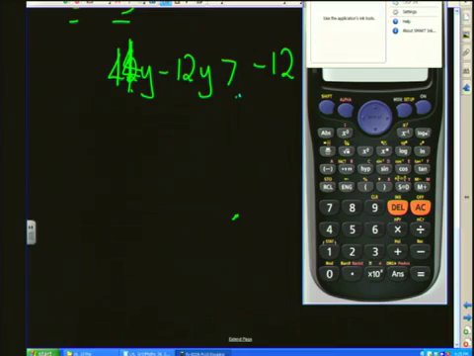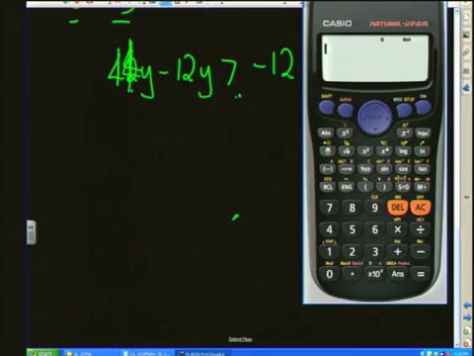Turn it off. There we go. Let's try again. 44. Would have been quicker to just do this in my head. 44 minus 12 is 32.